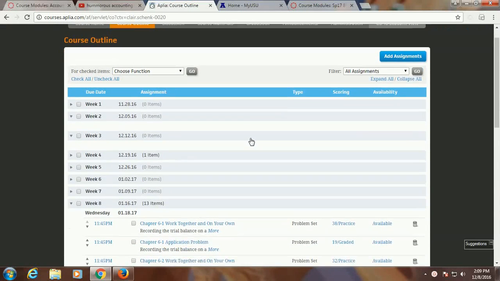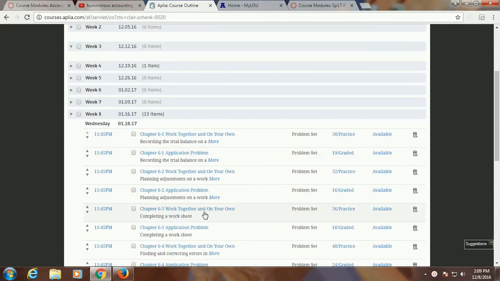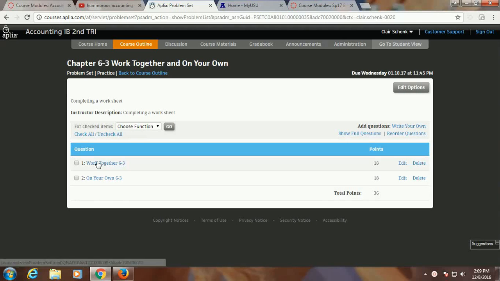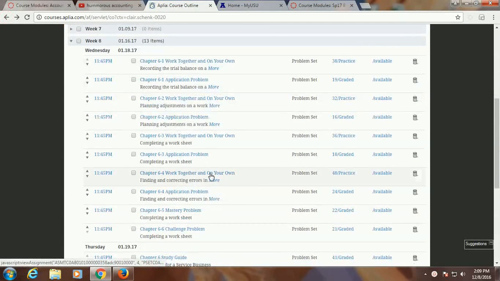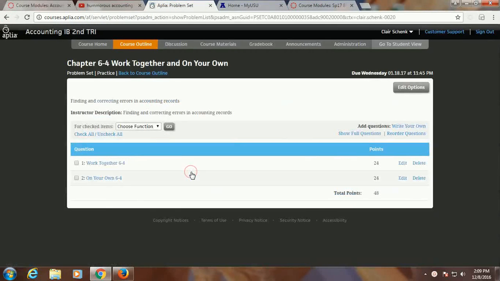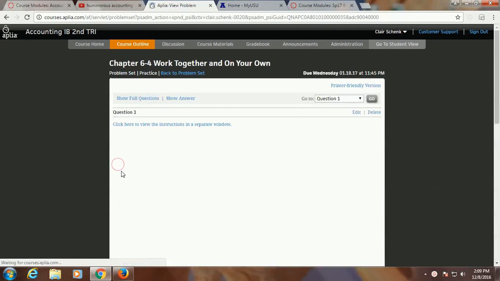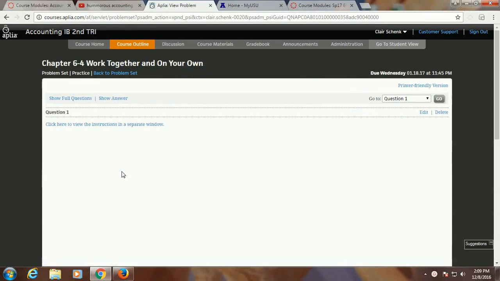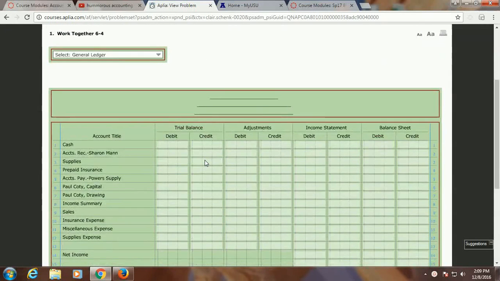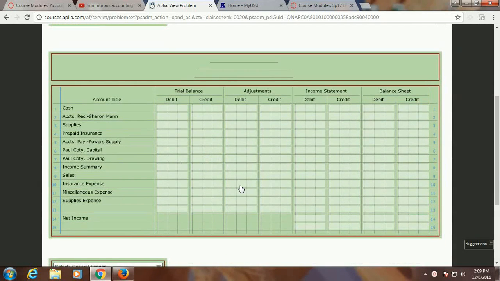But I'm in Apples, I'm scrolling down to 6.4 Working Together. We've done this before, right? So, oops, I went to 6.3, I'm going to 6.4 Working Together. Okay, so here's a worksheet already, and we just need to fill it in.